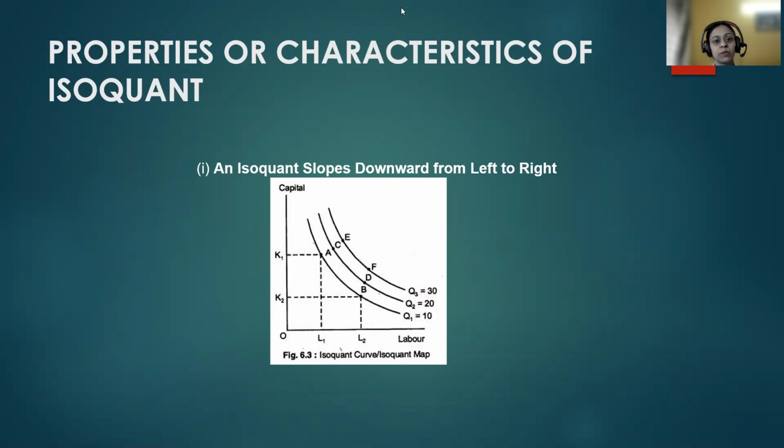Let us now talk about the properties or the characteristics of the isoquant curve. An isoquant curve typically slopes from left to right. This is because when we are reducing the quantity of capital K, let's say from K1 to K2, we have to increase the labor from L1 to L2, and this is depicted in the shape of the downward slope from left to right.